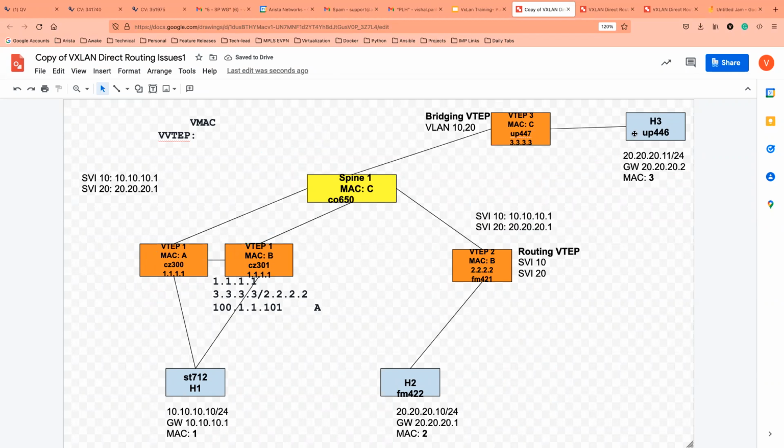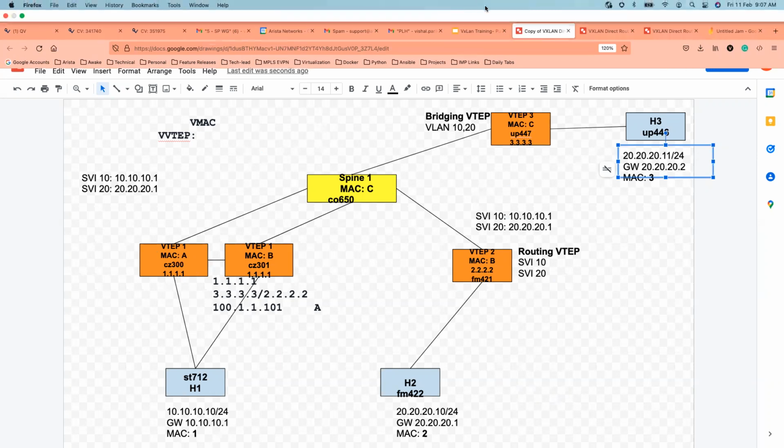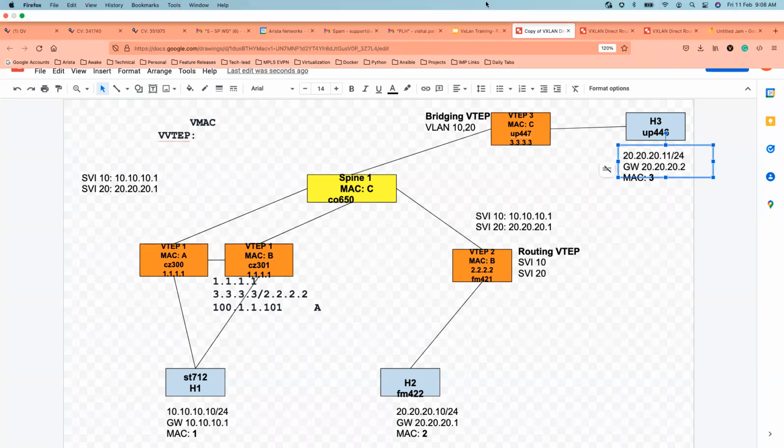Now, do you see any problem when H3 wants to resolve the ARP for the gateway? What will happen? The MAC address would keep on refreshing in the ARP table, because the MAC address of all the VTEPs would be different and they have the same IP. Yes, you are right. So basically, what will happen? Let's say H3 sends out an ARP request for the gateway, which is 20.20.20.1.